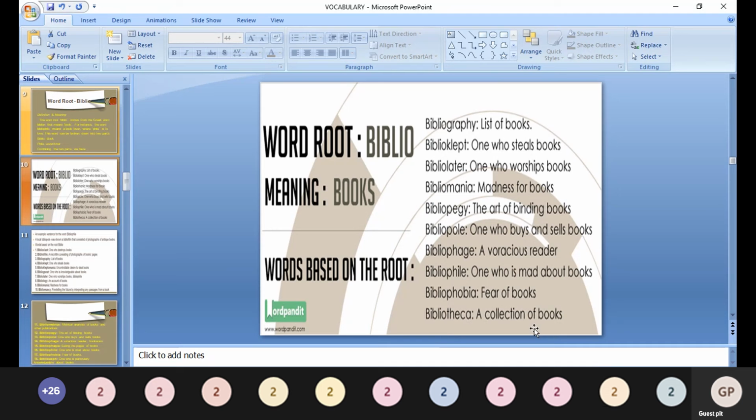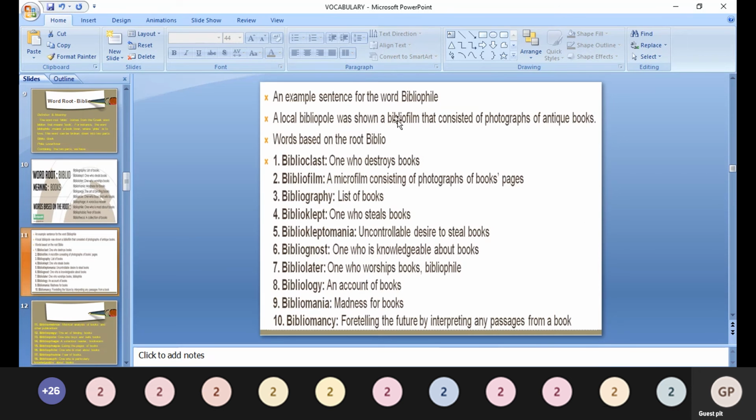Bibliotheca, a collection of books. Can you see what a huge list of words are built upon the root word biblio? Next, an example sentence: A local bibliopole was shown a bibliofilm that consisted of photographs of antique books.